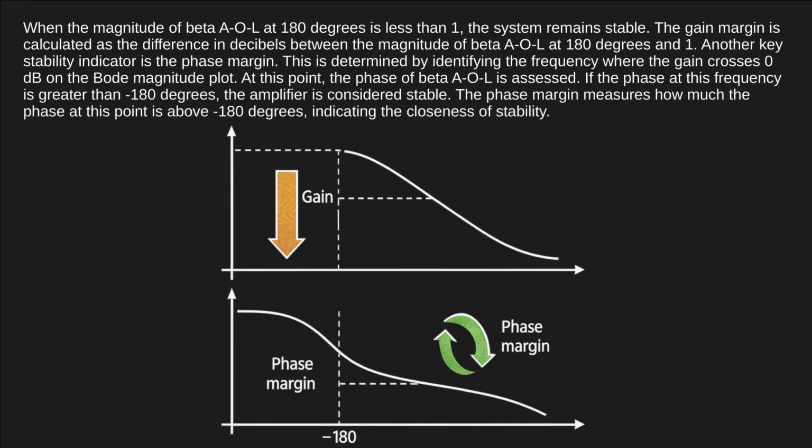The gain margin is calculated as the difference in decibels between the magnitude of beta A OL at 180 degrees and 1. Another key stability indicator is the phase margin. This is determined by identifying the frequency where the gain crosses 0 dB on the Bode magnitude plot. At this point, the phase of beta A OL is assessed. If the phase at this frequency is greater than negative 180 degrees, the amplifier is considered stable. The phase margin measures how much the phase at this point is above 180 degrees, indicating the closeness of stability.